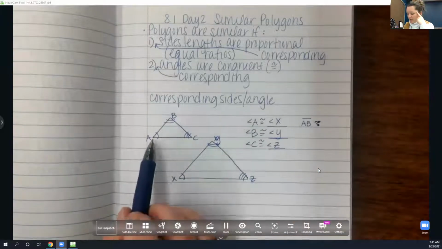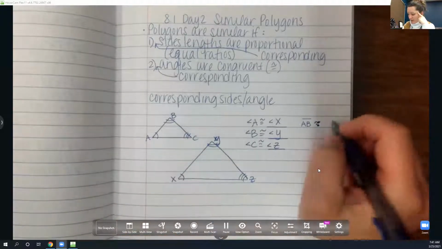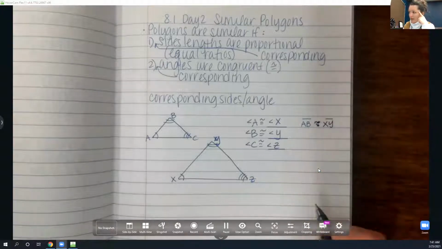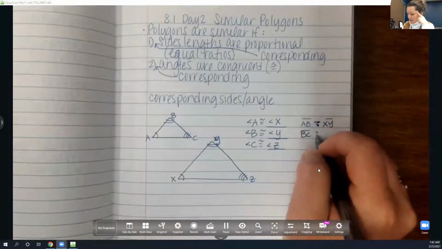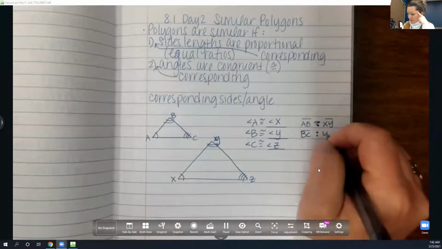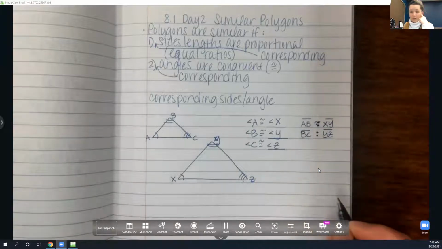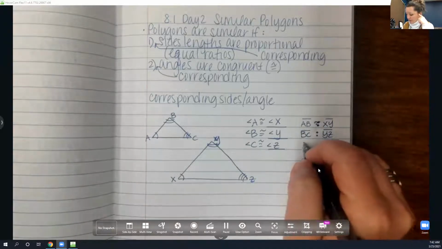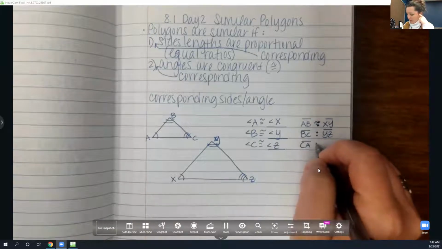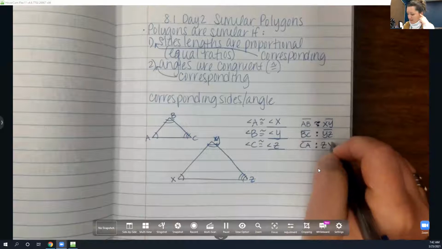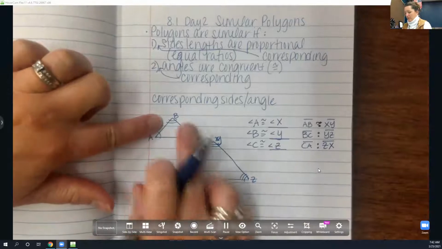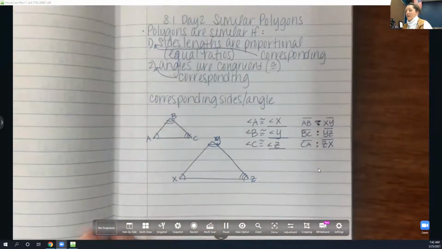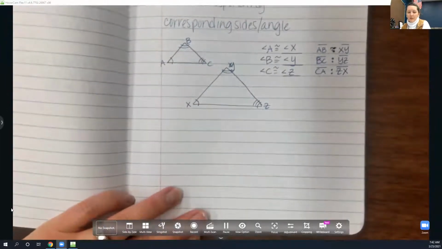So side AB is not congruent to side XY, but it is proportional, right? Similar. Same thing for side BC. They're not congruent, they are proportional. Their ratios are going to be equal here. And then side CA is going to be proportional to side ZX, right? So that's what we mean by corresponding. So they're like matching, right? They're matching from figure to figure. All right. So let's keep going.